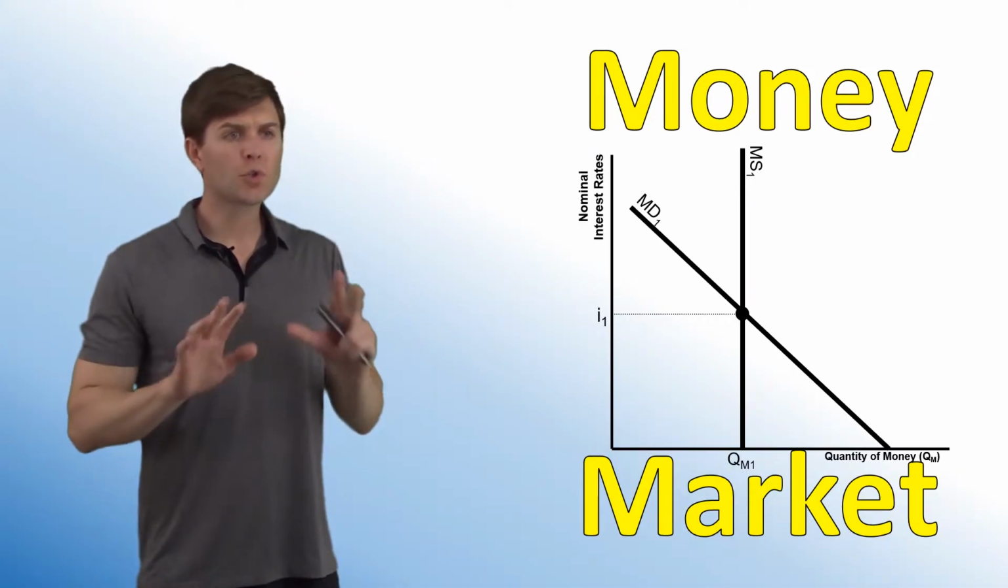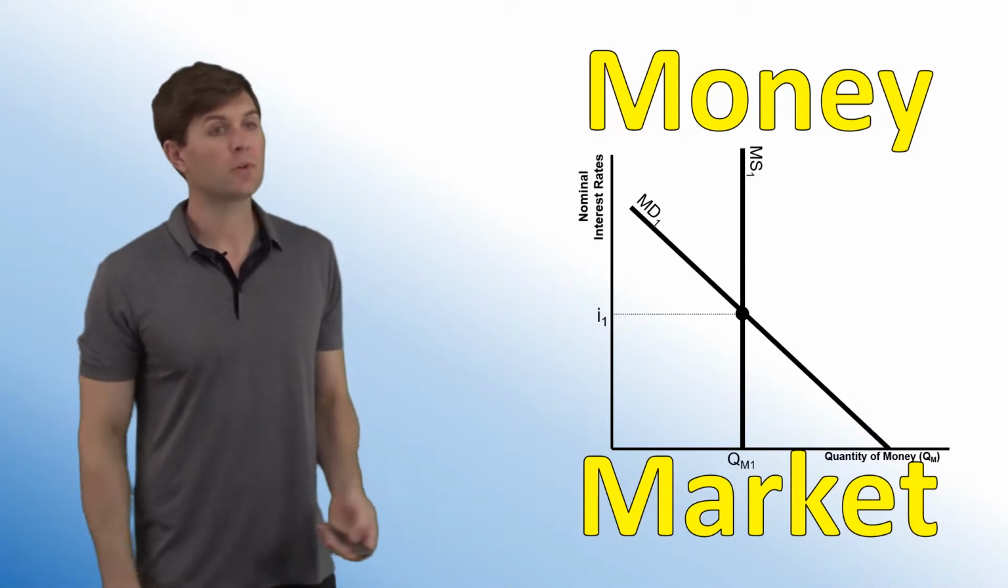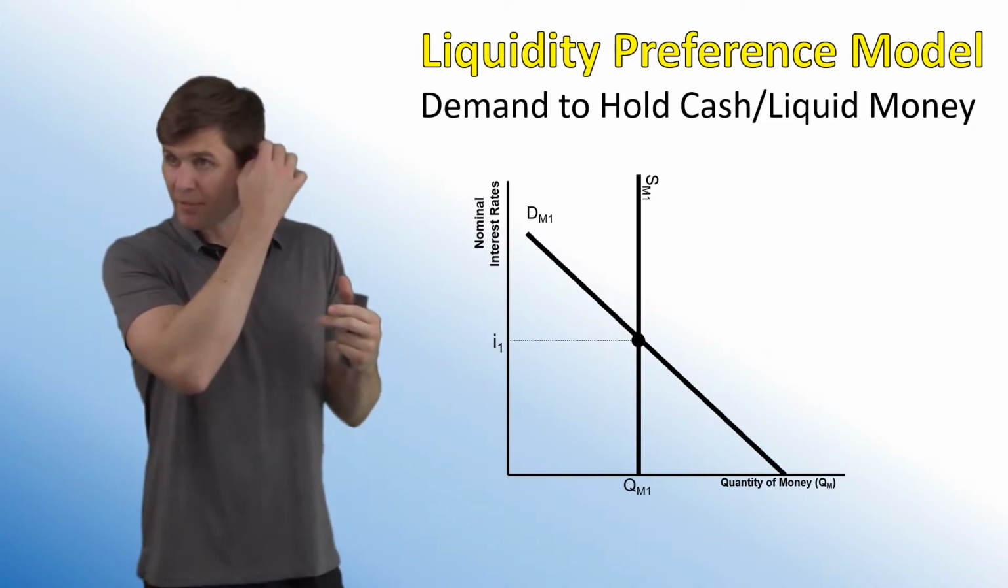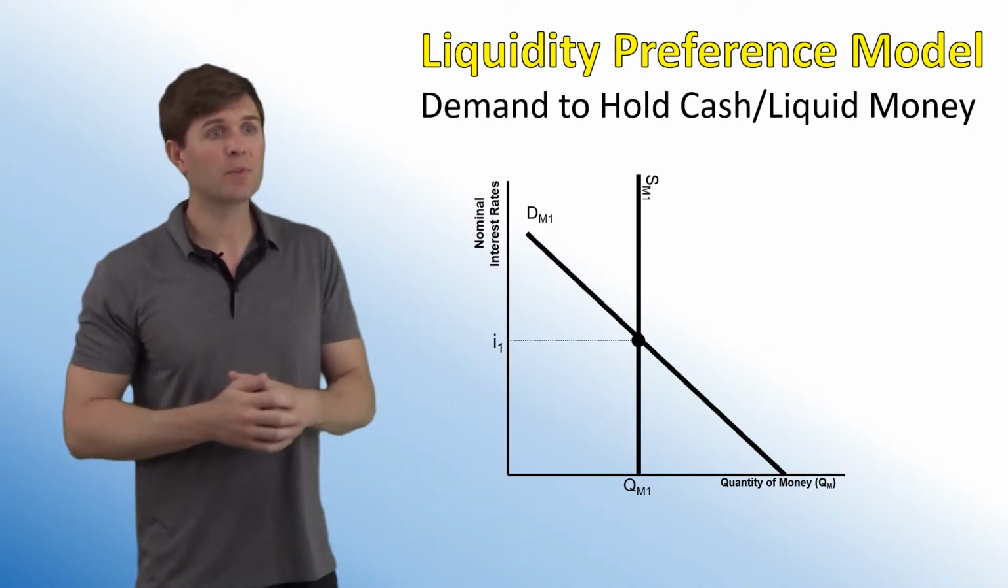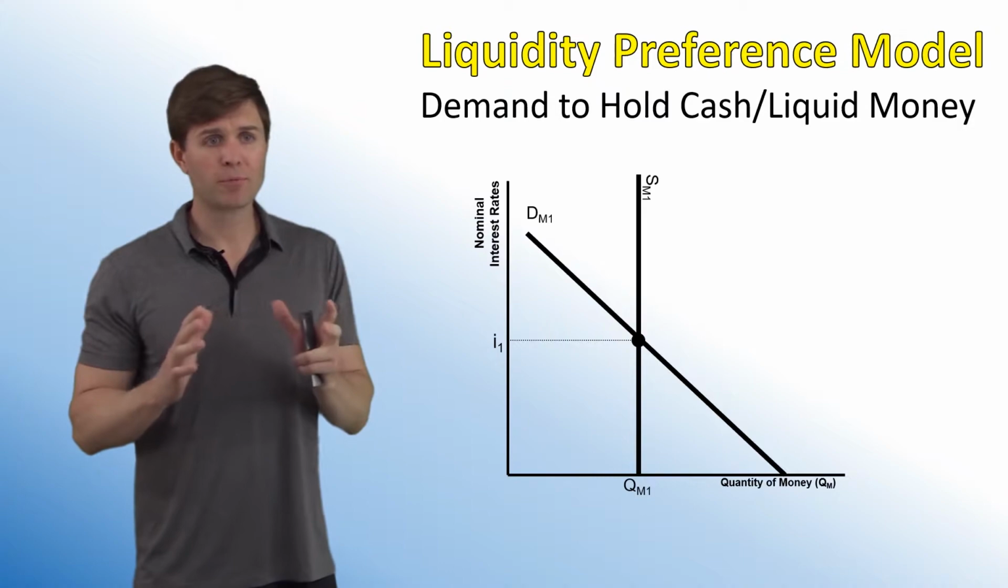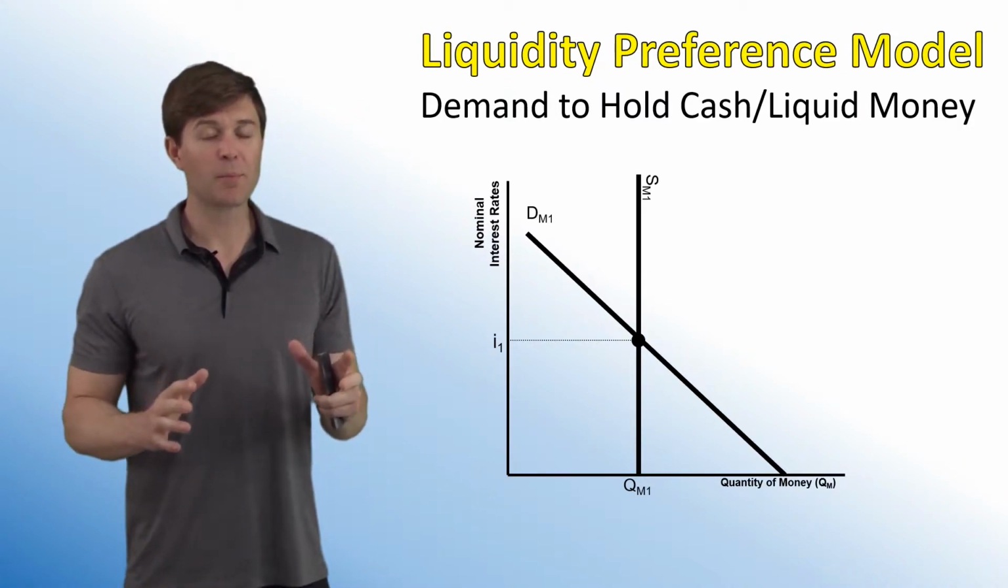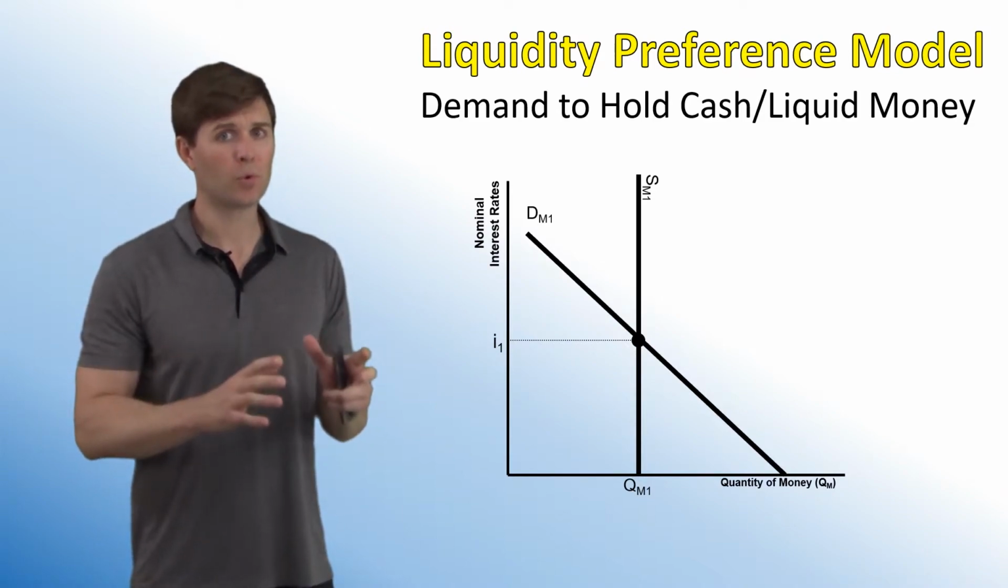All right, guys, a short money market review, or at least as short as I can make it. The money market is one of the big 5 models that you're going to see in AP Macro. This one is also called the liquidity preference model. Understanding this is going to help you differentiate it from the loanable funds market.